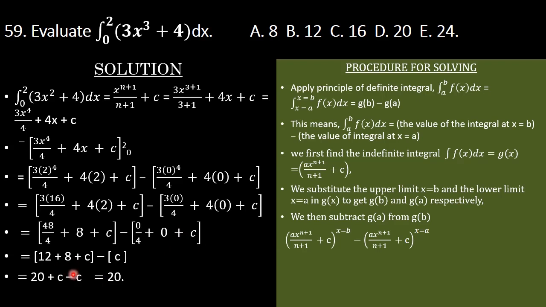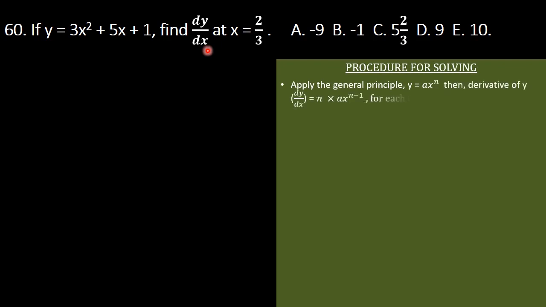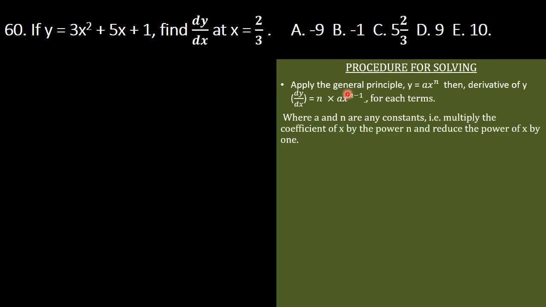Question 60. If y is equals to 3x squared plus 5x plus 1, find dy over dx at x equals to 2 over 3. Let's check the procedure for solving this. Apply the general principle where y is equals to ax raised to power n. Then the derivative of y is equals to n multiplied by ax raised to power n minus 1 for each term, where a and n are constants, that is multiply the coefficient of x by the power n and reduce the power of x by 1, then substitute x for 2 over 3.